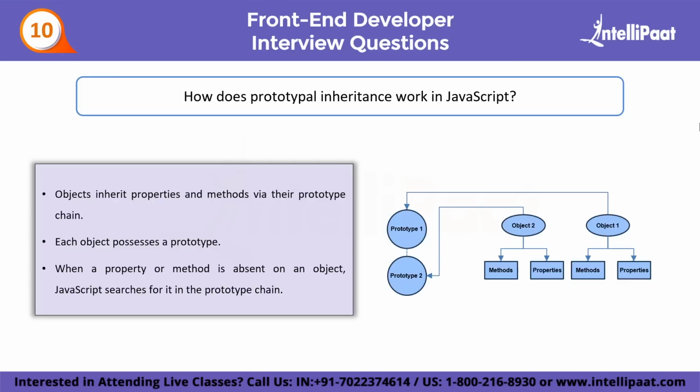Here's how it works. Every object in JavaScript has a prototype. A prototype is like a parent object from which other objects can inherit properties and methods. When you create a new object, it can inherit properties and methods from other objects. This creates a relationship where the new object is the child and the object it inherits from is the parent.